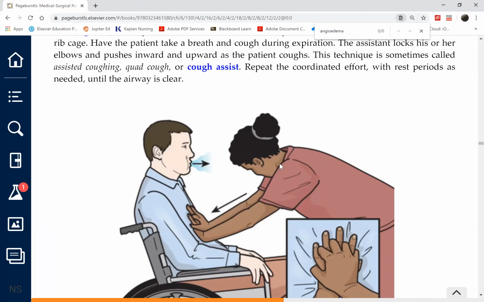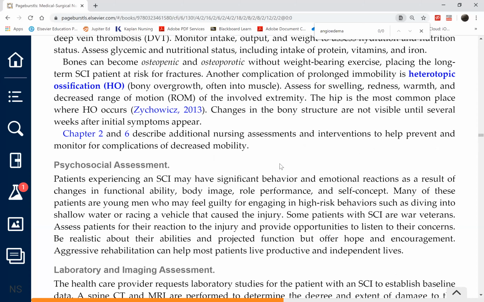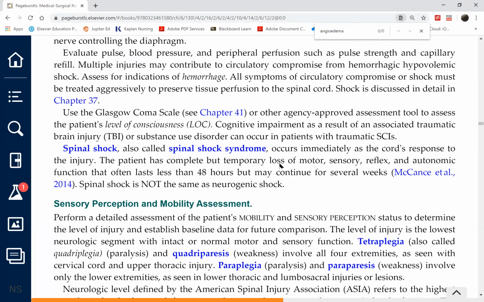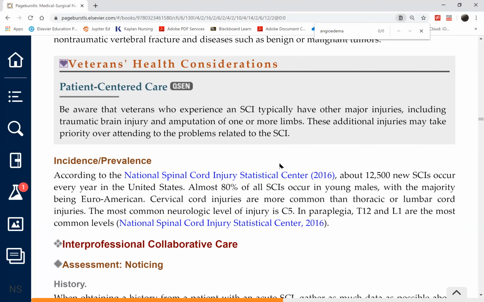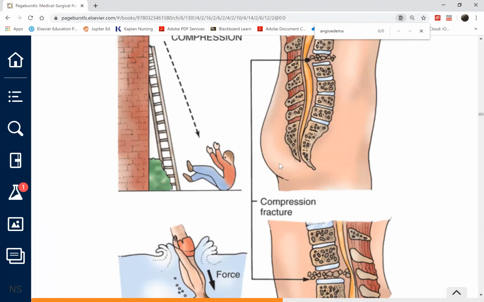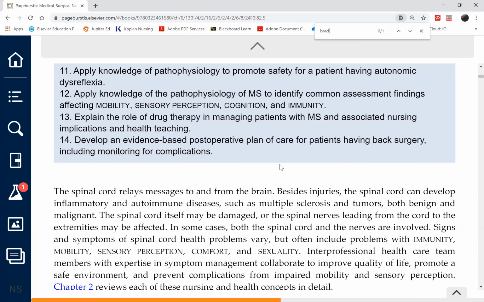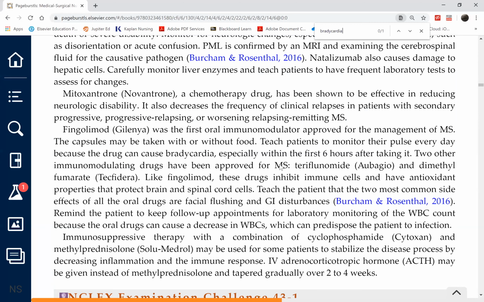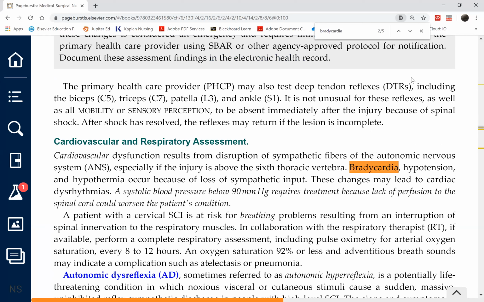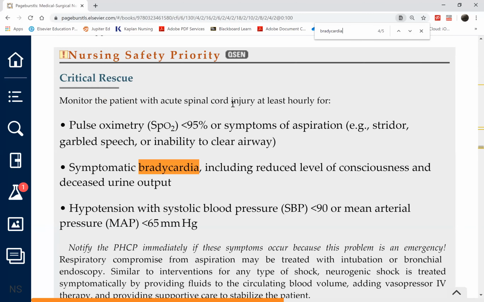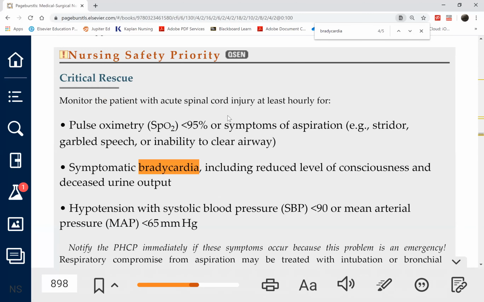Neurogenic shock is a very short section here on spinal cord injury. Let's see. Right here. Oh no, that's not it. Okay, here. It's a small critical rescue box.